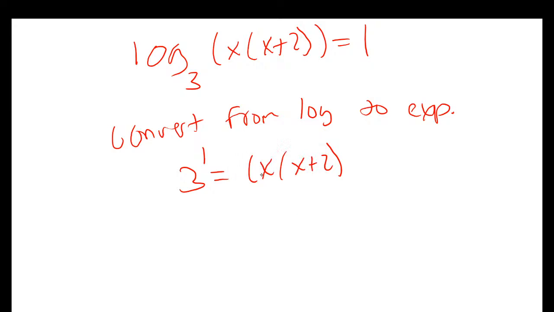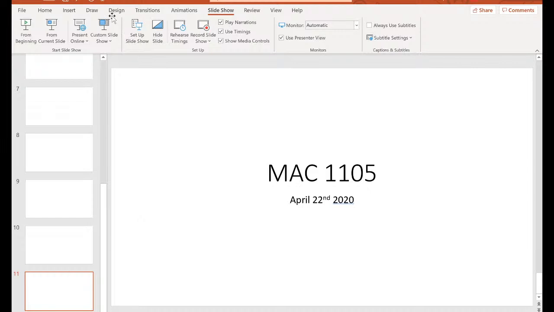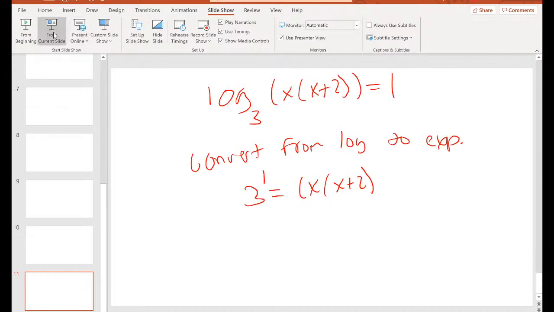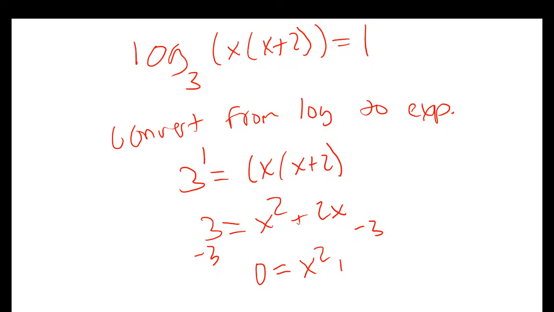Oh, shoot. Sorry, hold on. I did something there. Okay. And so now I have 3 equals x squared plus 2x. And in order to solve that, you have to set it equal to 0. And then I'm factoring and solving.